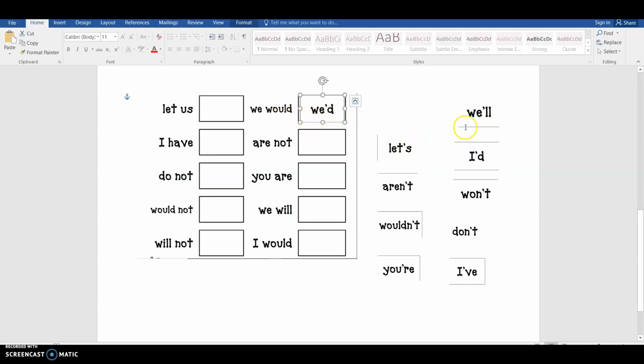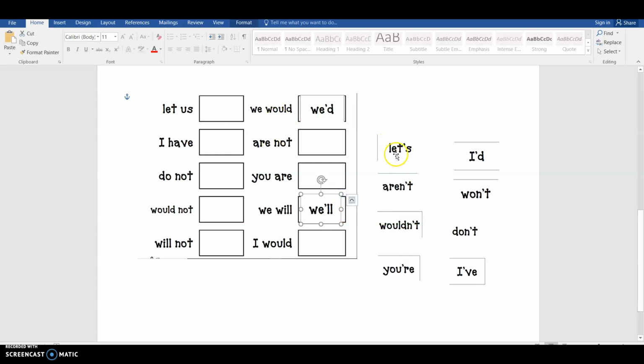Okay? Let's go on to this one. We'll. Okay? We already know that we'd took the place of this we word, so the only one that's left is this one, we will. And guess what? It has two L's, just like will. So we'll is the same thing as we will. Okay?